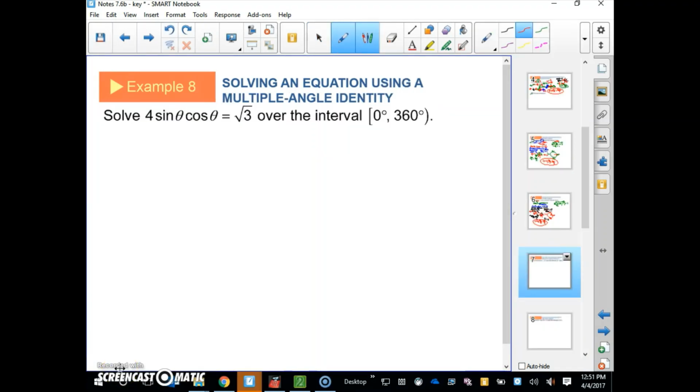Example 8, we're solving 4 sine theta cosine theta equals square root of 3. The first thing I notice is there's two different trig functions. I'm not going to be able to isolate two different variable parts, so I want to be able to factor. I don't know how to factor this, so I'm probably going to have to use an identity.